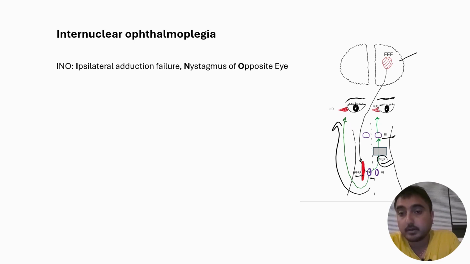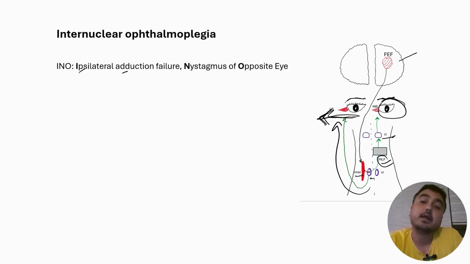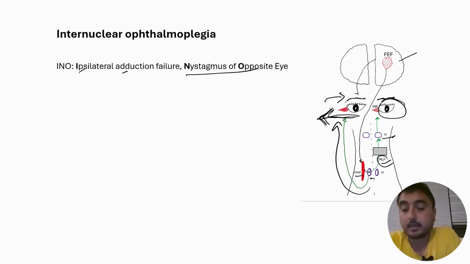So what would happen is, a left MLF lesion would lead to failure of adduction of the left medial rectus. So there will be ipsilateral adduction failure, even though the lateral rectus would try to take this eye towards the right side. The brain would tell the eyes to bring the gaze back towards the center, so that would lead to the nystagmus of the opposite eye.